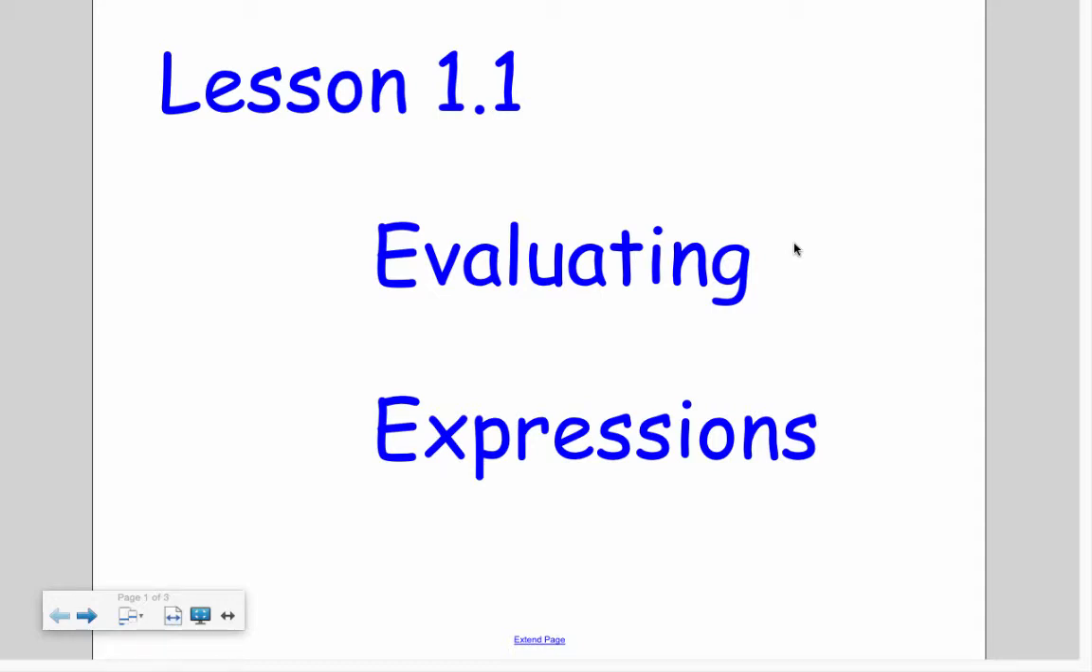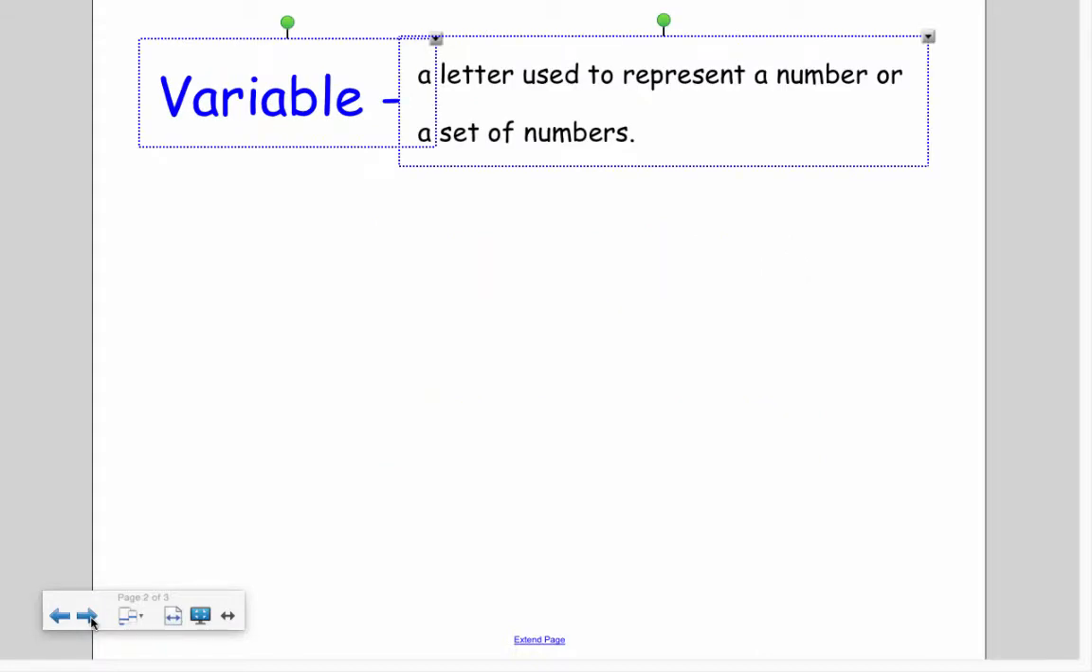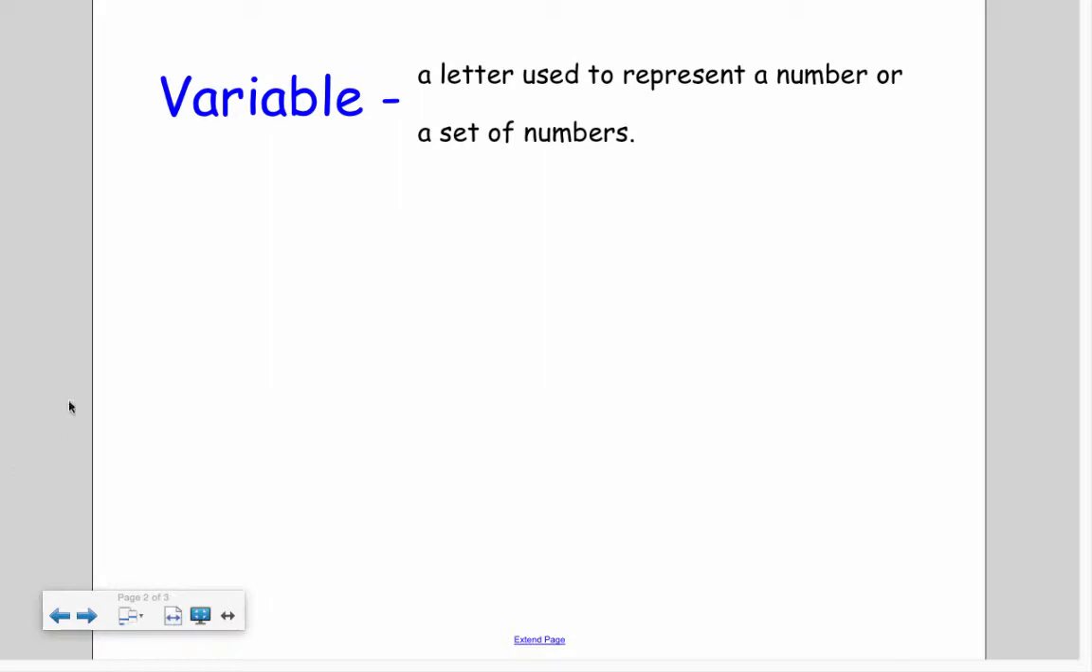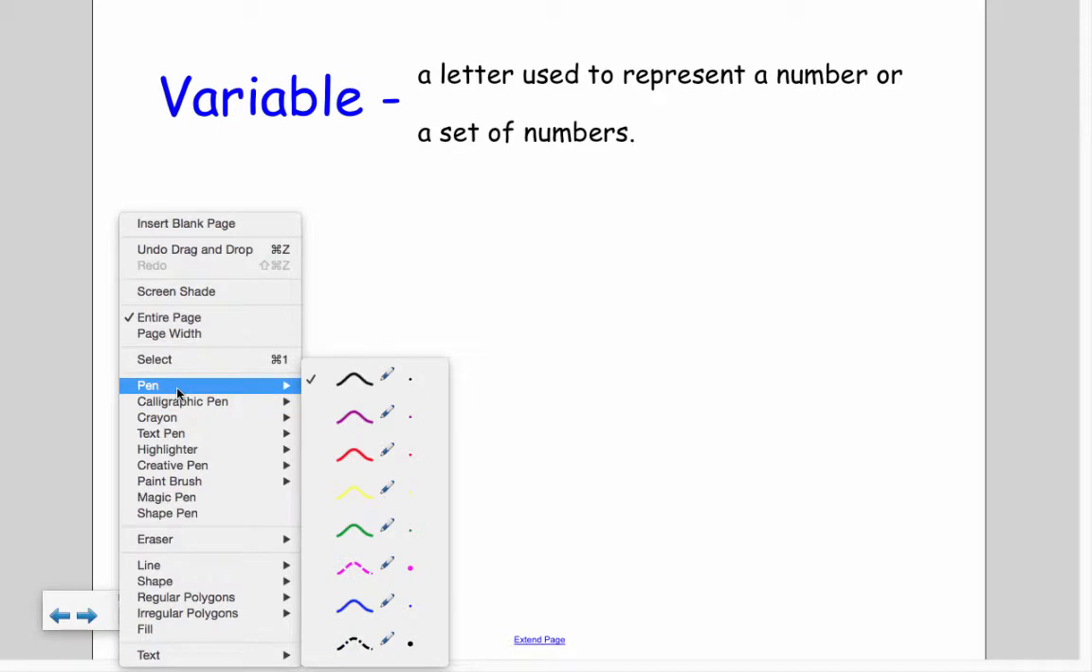Okay, so first lesson, 1.1, evaluating expressions. Some terminology. First, a variable. A variable is a letter used to represent a number or set of numbers. So the most common variable we use in mathematics is x.